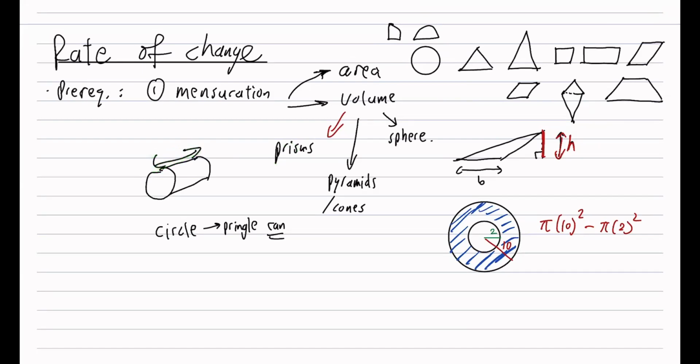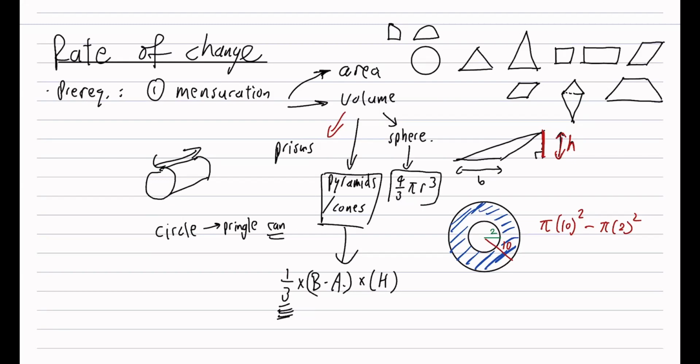But for pyramids and cones, please remember, you need the base area, I'll call it BA, times the height. But you still need an extra 1/3 in front. Please remember the extra 1/3. For prisms, don't need. For sphere, no choice. Sorry, you need to go and memorize 4/3 pi r cube. Okay. Volume of a sphere.